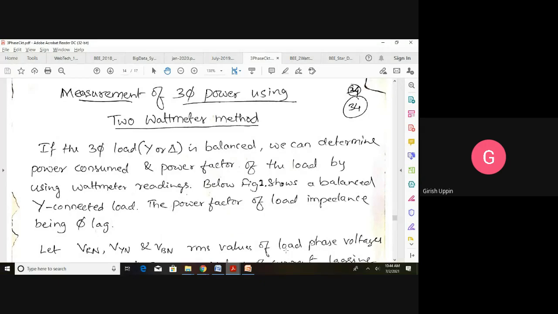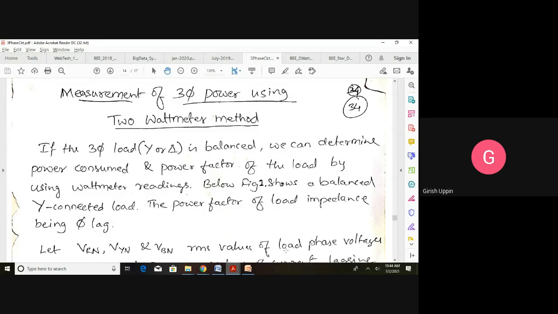You know what is a balanced load? Balanced load is what? All the phases have the same kind of impedance, in nature as well as magnitude. Magnitude means the value of the impedance. Nature means if it is RL, all the phases should have RL. If it is RC, you should have all RC. So we have a three-phase balanced load.